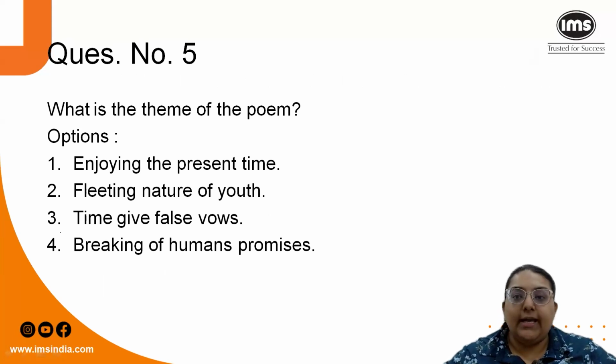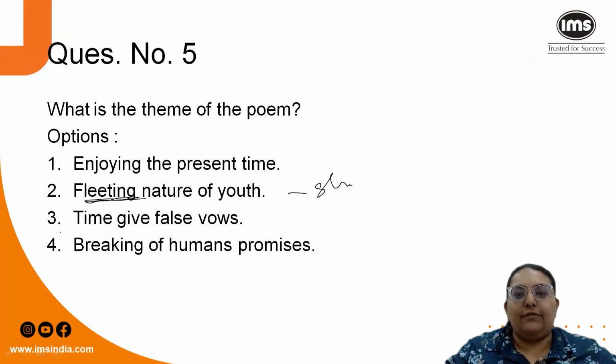A good question again. This depends on your understanding of the poem. So if you have understood the poem well, you will be able to answer this question correctly. Okay. What is the theme of the poem? Enjoying the present time. Fleeting nature of youth. Yes, this looks very attractive. Fleeting again means short-lived.